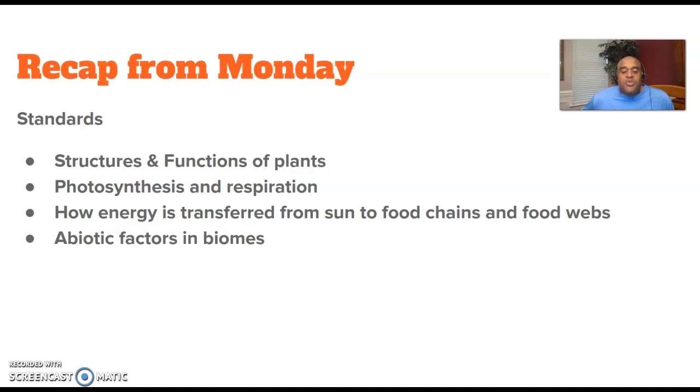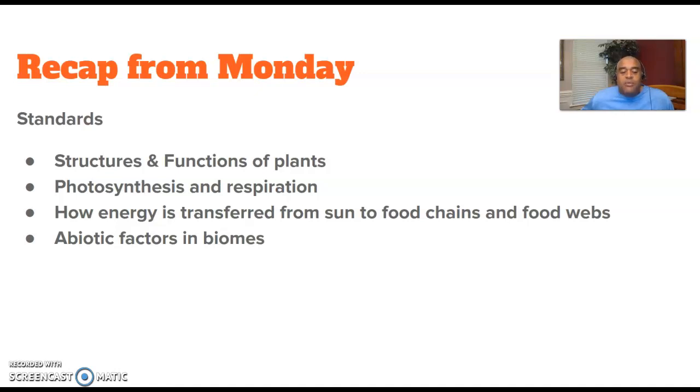And the standards for this unit were structures and functions of plants. Remember the parts of the plant? Photosynthesis and respiration, how plants make food. They create food with a little help from the sun, water, and carbon dioxide.